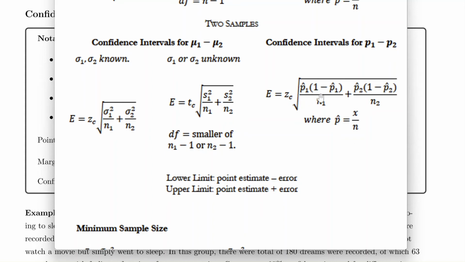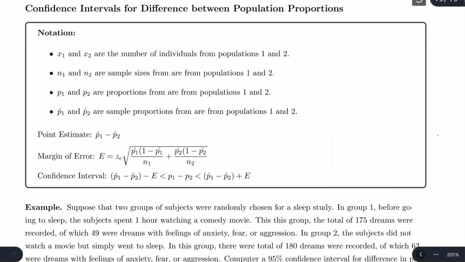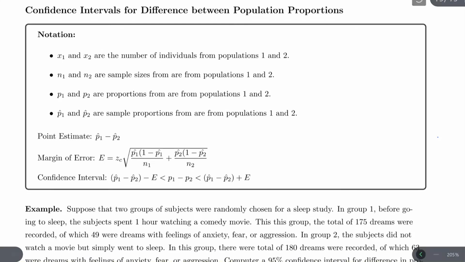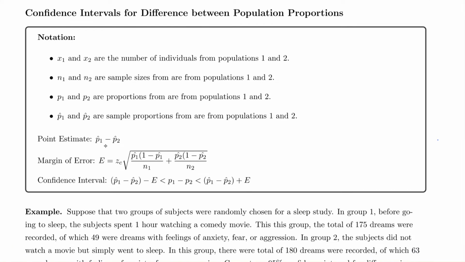And I'll go over what all these things are. x1, x2 are the number of individuals from group 1, group 2. n1, n2 are the sample sizes from group 1, group 2. p1, p2 are the population proportions. Now, p hat is the sample proportion from group 1, group 2. So the difference between sample proportions gives us the point estimate. From here, we subtract and add the margin of error. This is the margin of error formula in the confidence interval.